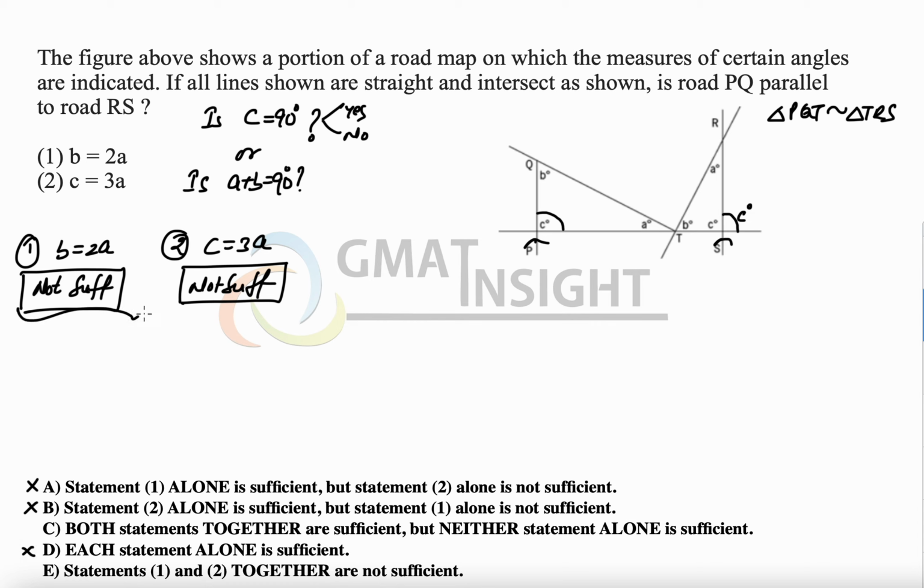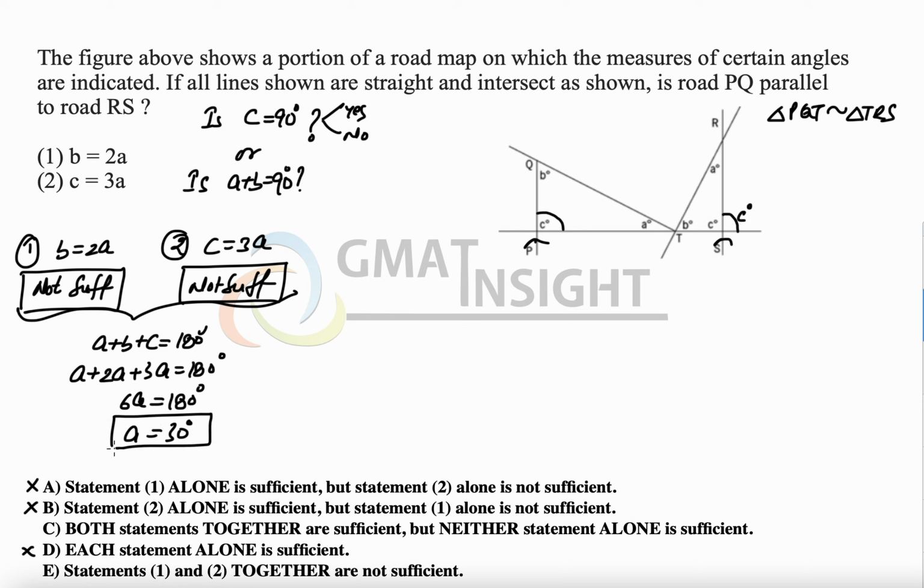The next step would be to combine the two statements. After combining the two statements, we know B is equal to 2A, C is equal to 3A. And we also know that A plus B plus C is equal to 180 degrees, because these three angles are the angles in a triangle. Now we can quickly substitute the values of B and C in terms of A and find the value of angle A. Angle A remains A, B becomes 2A, C becomes 3A, and the sum is equal to 180 degrees. So we see that 6A is equal to 180 degrees. That means A is equal to 30 degrees.